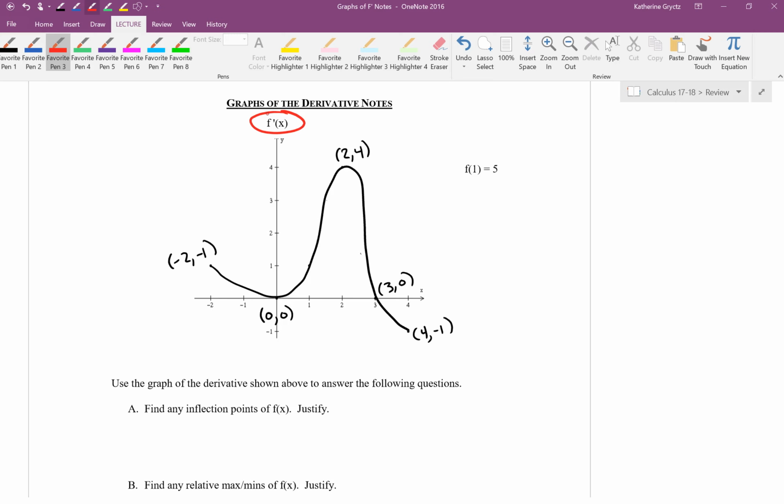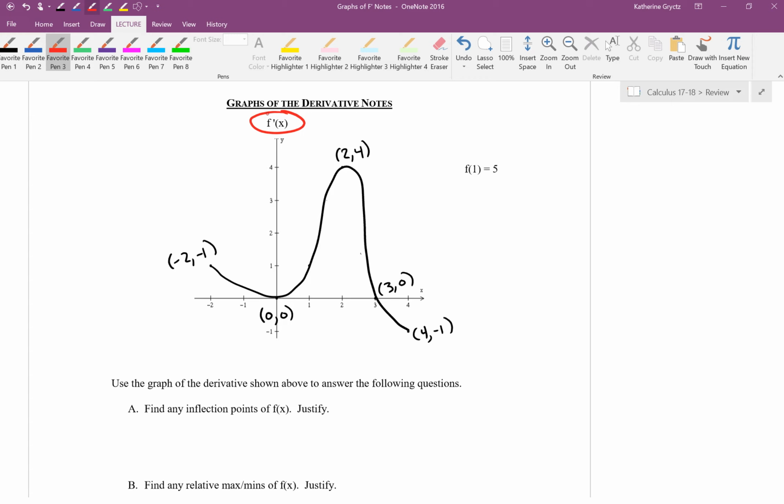And the AP test loves this because the derivative sits in between the original function and the second derivative. And so to go from the derivative to the original function, you're going to have to take an antiderivative. And to go from the derivative to the second derivative, you're going to have to take a derivative. So they get both parts of calculus into the same problem. So whenever I do these problems, before I start reading the questions, I try to look at this picture and try to interpret how does this graph relate to f of x and to f double prime of x.